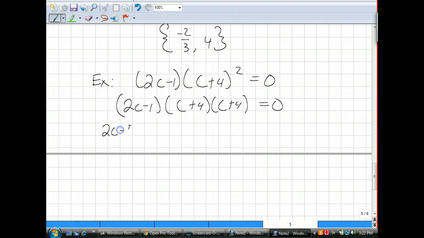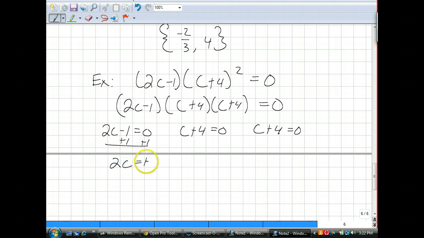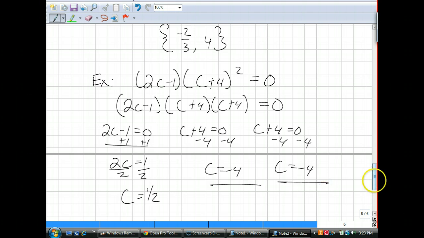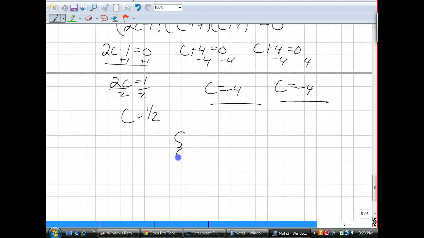Set each factor equal to 0. Solve for c, so add 1. Get 2c equals 1. Divide by 2. c equals 1/2. Subtract 4. Now notice I got negative 4 twice. That's what we call a double root. So we would say the solutions are 1/2 and negative 4, and you write DR, indicating that negative 4 happens twice, or it's a double root.